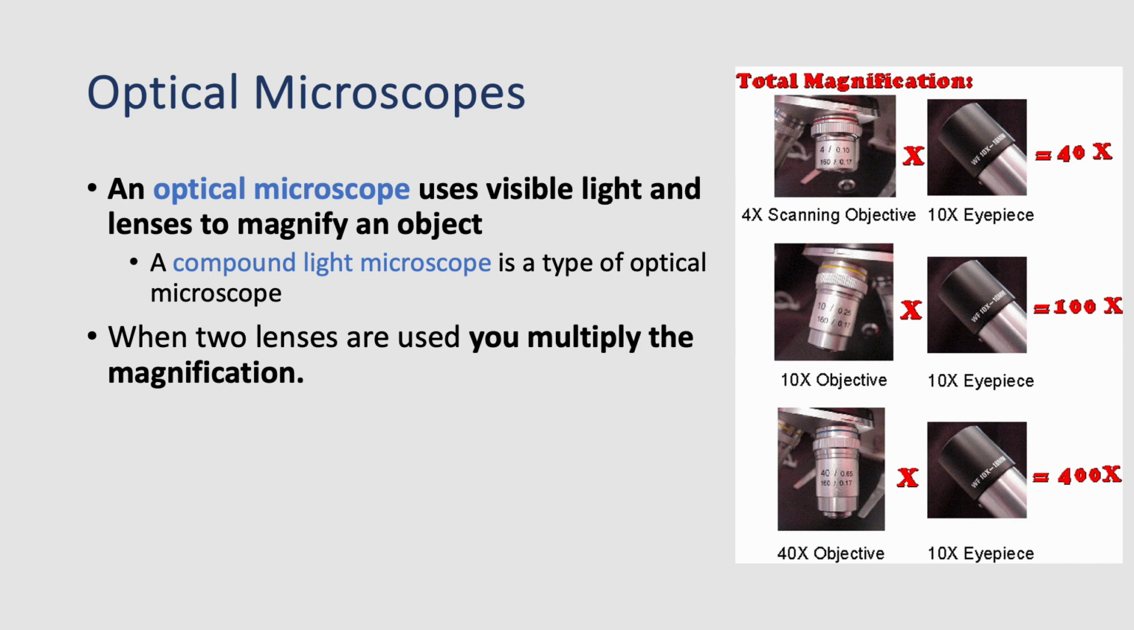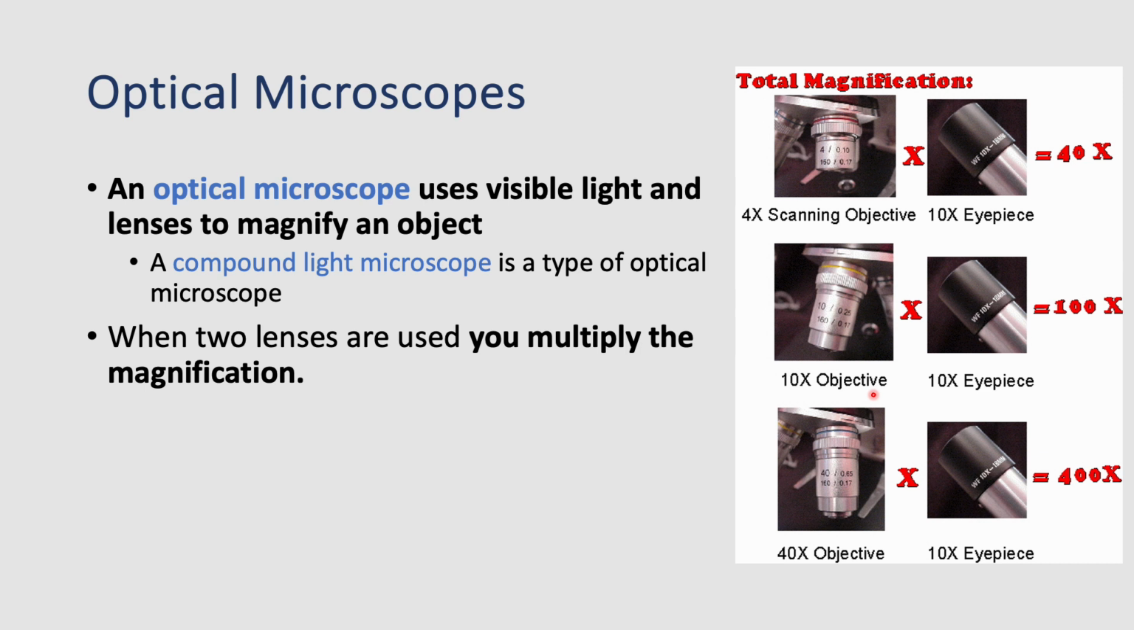So, for example, if we take our scanning lens, which has 4 times magnification, and we are looking through that as well as a 10 times eyepiece, we multiply those two together to get our total magnification of 40.